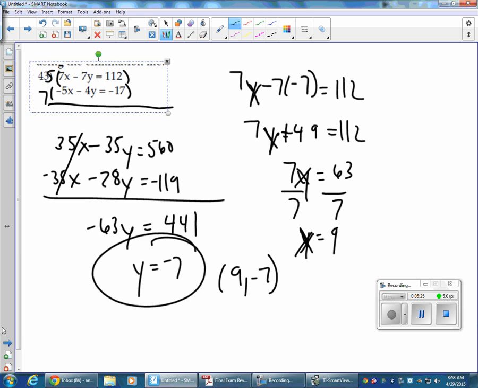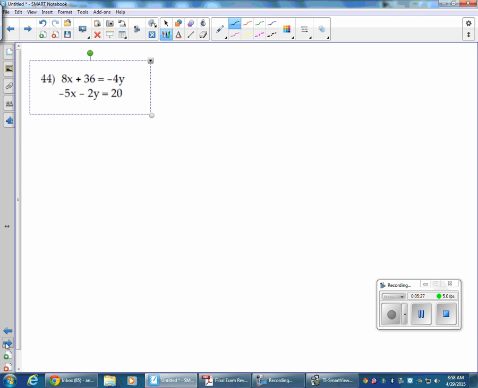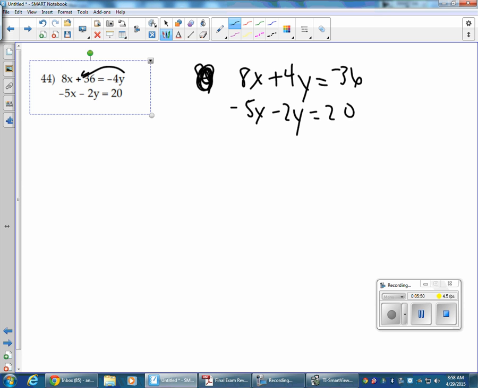All right, one more right quick. Line these up. The problem with these two problems is that everything's not lining up, so I'm going to redo that. It becomes 8x plus 4y equals, I'm going to move the 36 to the other side, negative 36. And then negative 5x minus 2y equals 20. Now everything lines up: the x's, the y's, the constants.